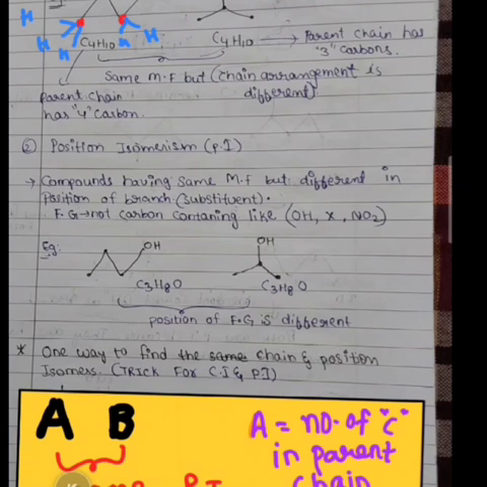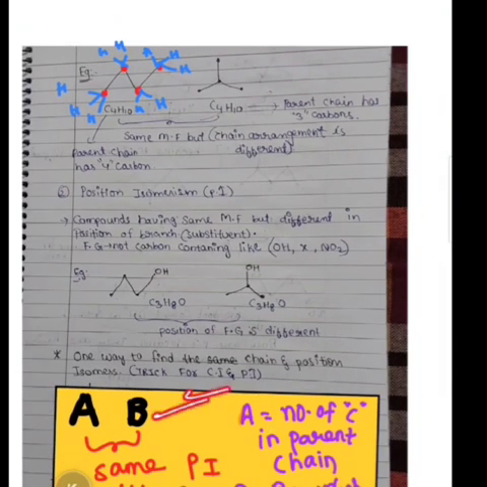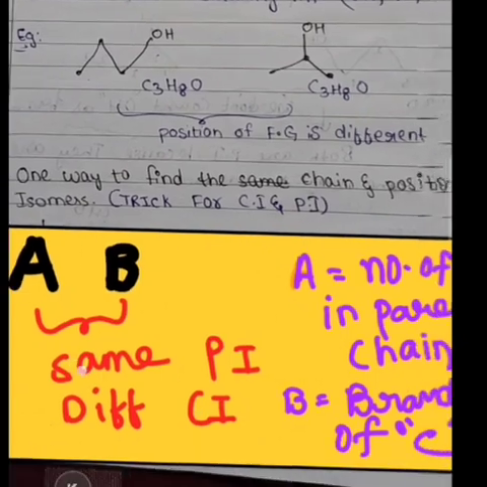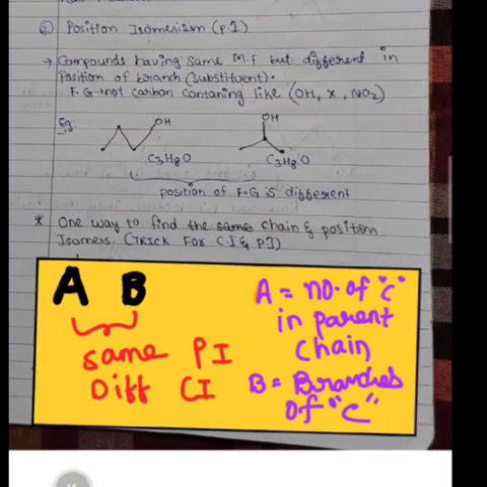One way to find chain or position isomerism is a trick, the AB trick. Suppose they gave you two structures. Sometimes chain and position isomerism look quite similar and we can't identify which is which. So I'll tell you one trick, which is commonly called the AB trick. If the AB values are different, then it is chain isomerism. If the AB values are the same, it is position isomerism.